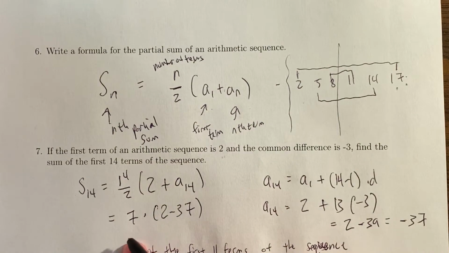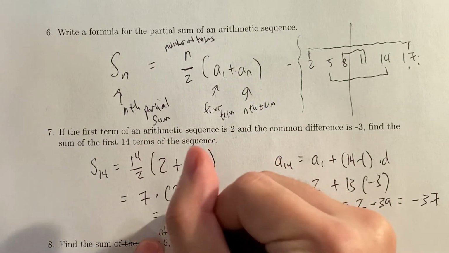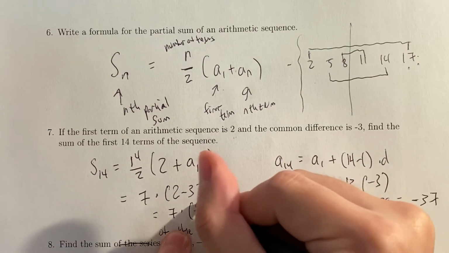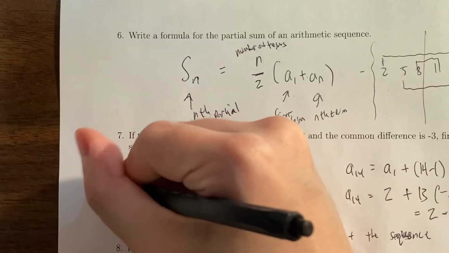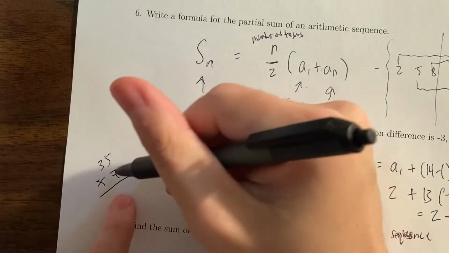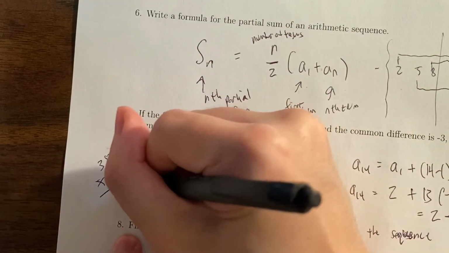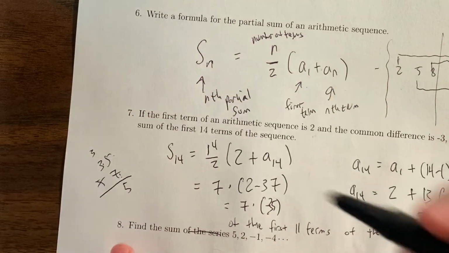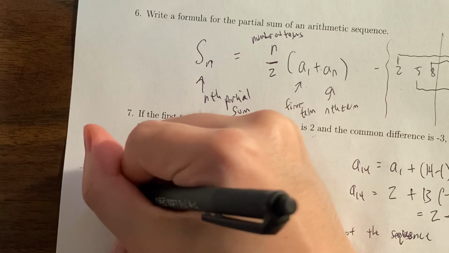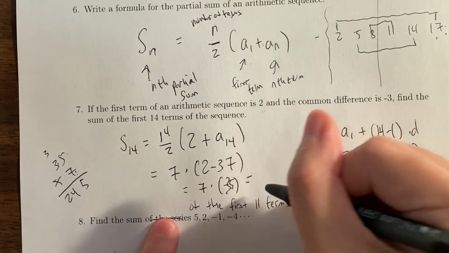And this is going to be 7 times -35. We might as well just find this number. No shame in doing math on the side here. So 7 times 5 is 35 itself. 7 times 3, that's 21, 24, so it's going to be 245. So this is going to be -245.